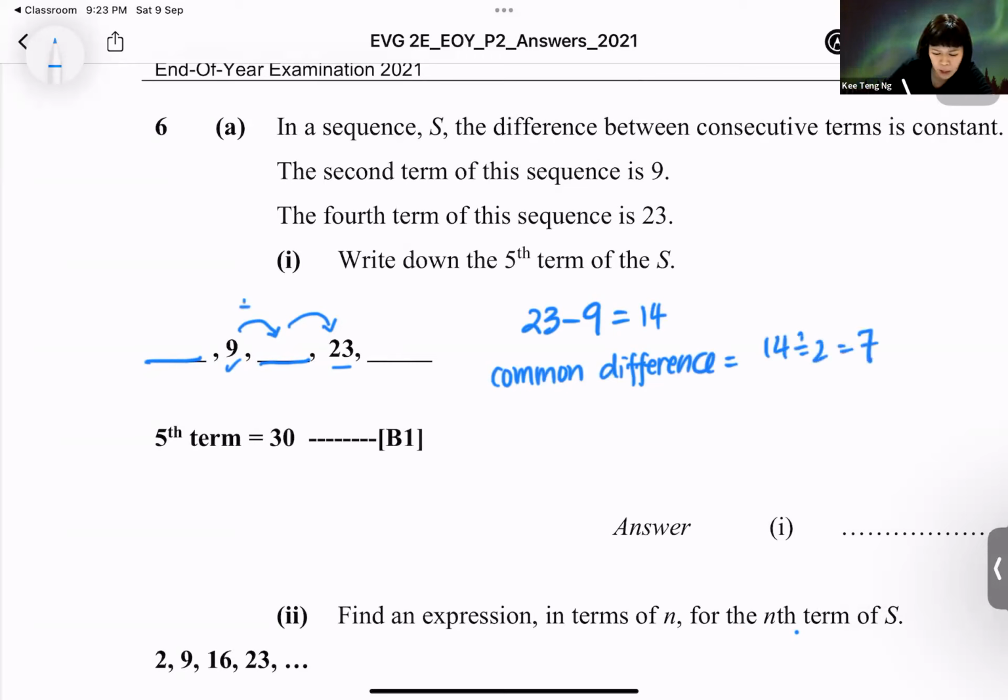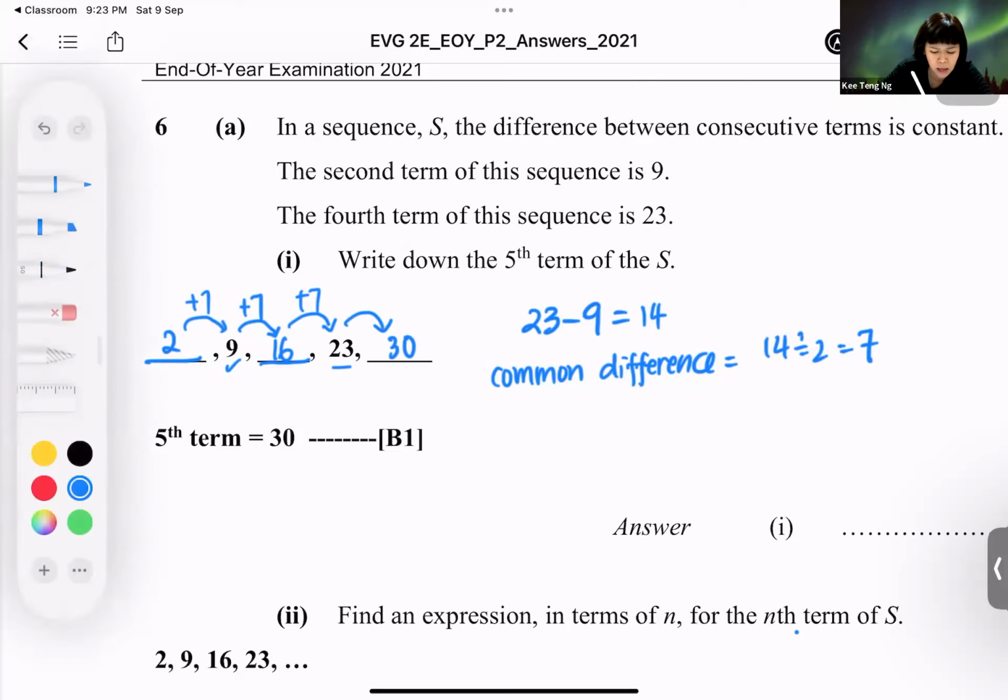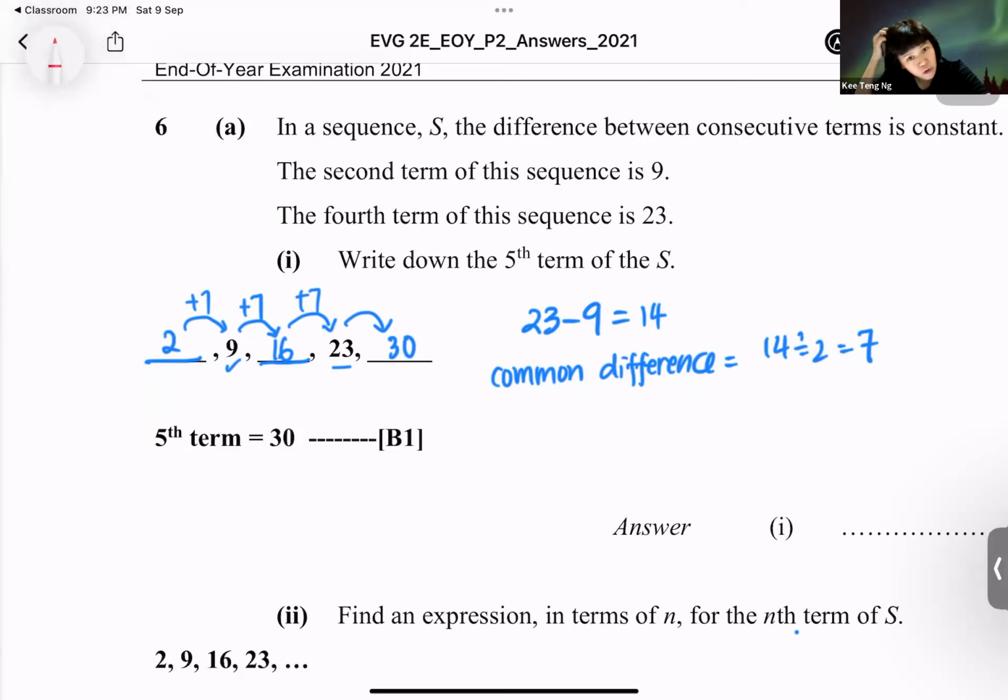So that means 9 plus 7 gives me the number 16, plus 7 again gives me 23, plus 7 again, I'm going to find the 5th term, plus 7, that gives me 30. And if I have to work backwards, what number plus 7 gives 9? That's 2. So my first term is actually 2. And in order to find the general pattern, I probably need to find term 0, so minus 7. That gives me negative 5.